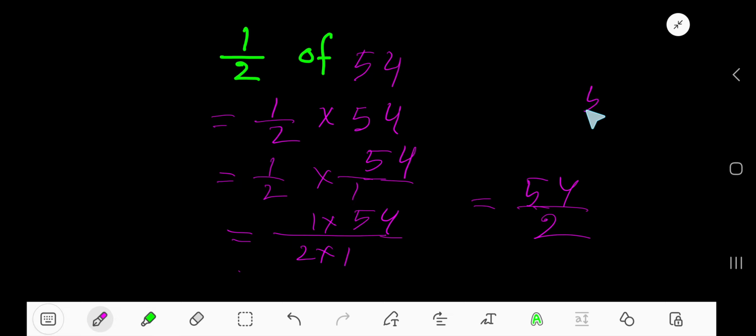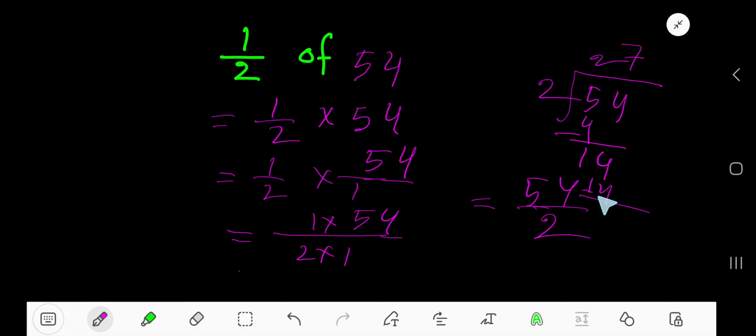Now divide 54 by 2. 2 goes into 5 how many times? 2 times. 2 times 2, 4. If you subtract, then you are getting 1. And bring down this 4. So 2 goes into 14 how many times? 7 times. 7 times 2, 14. Your remainder will be 0. So the answer is 27.